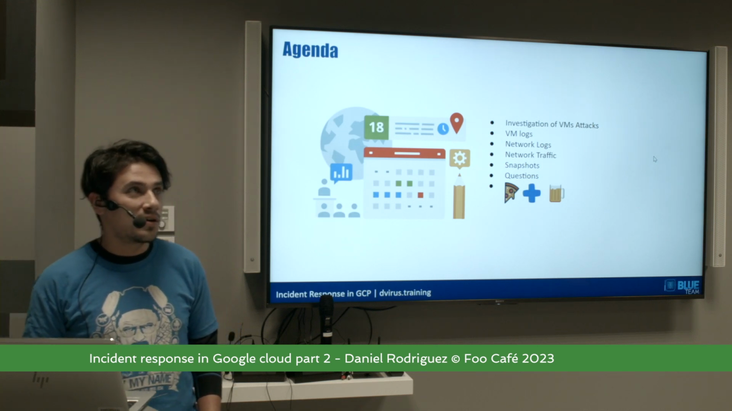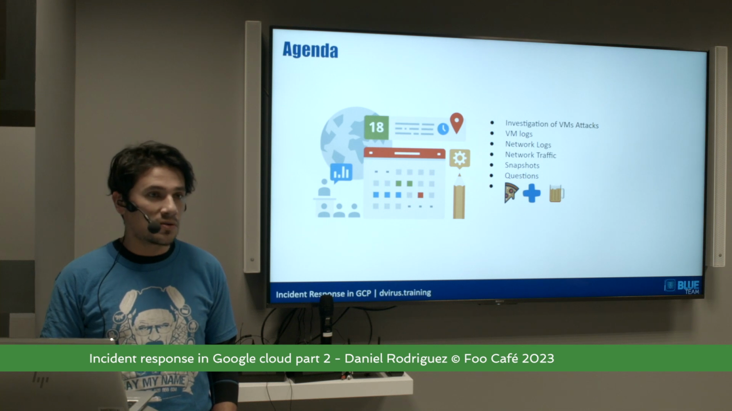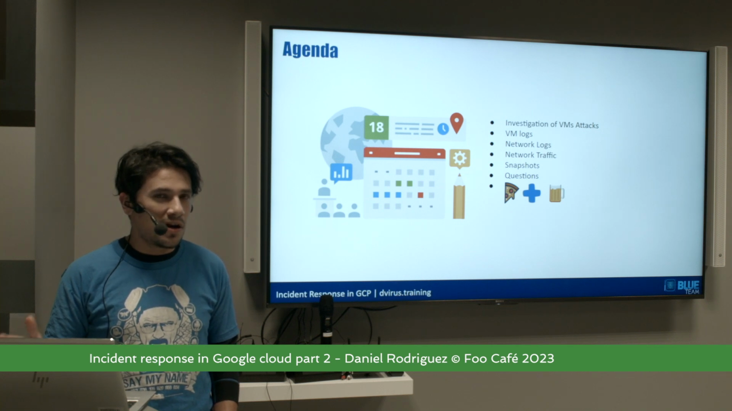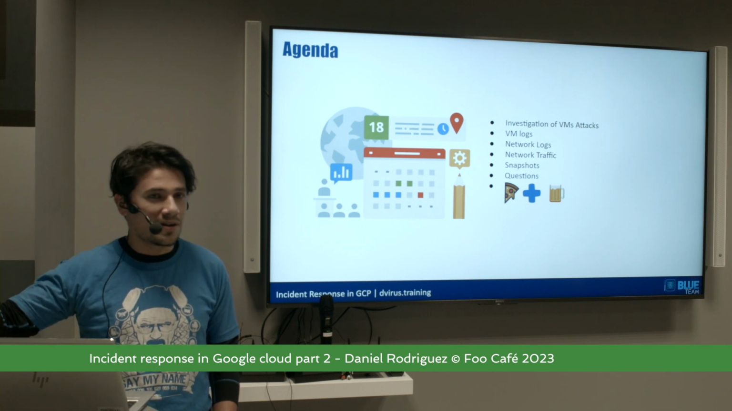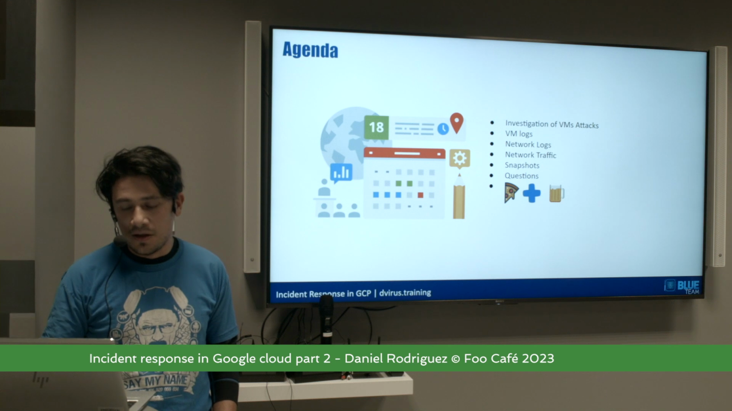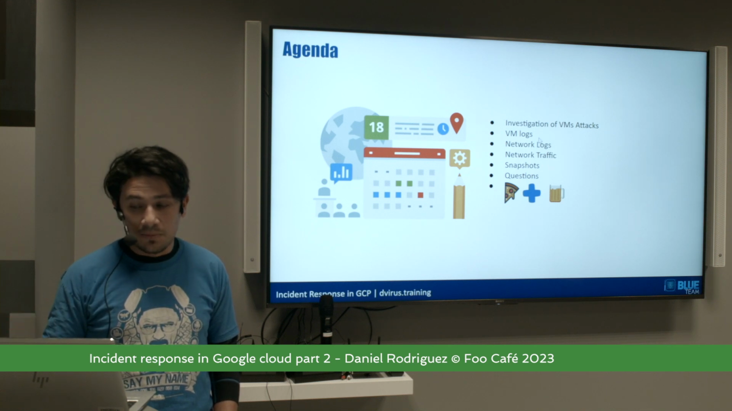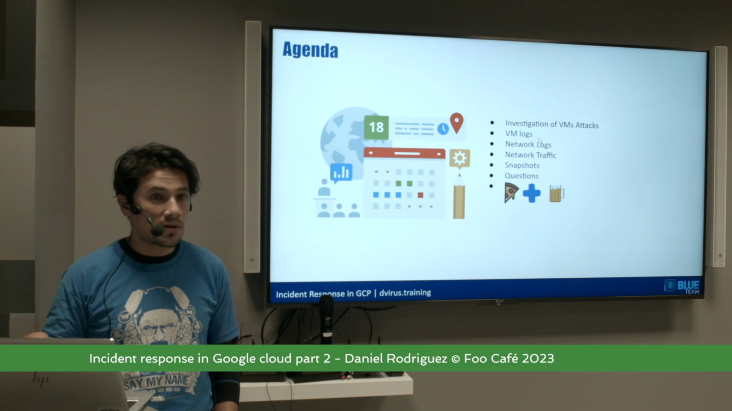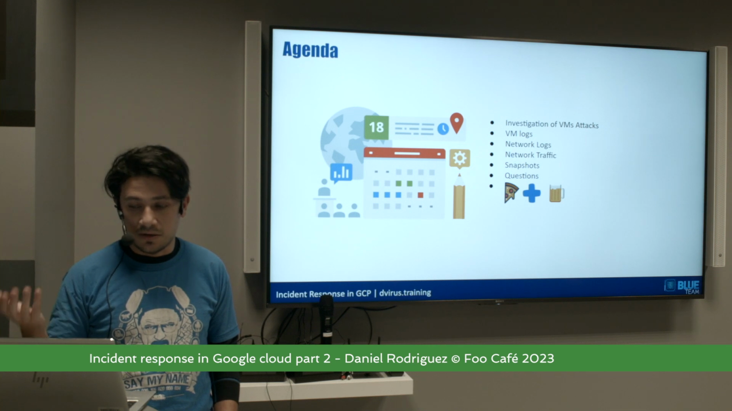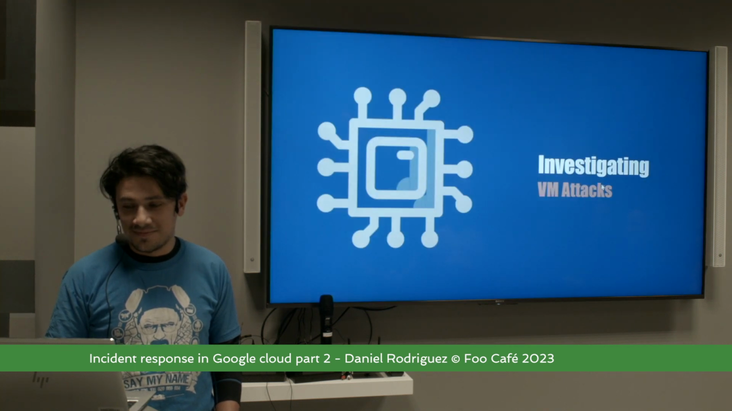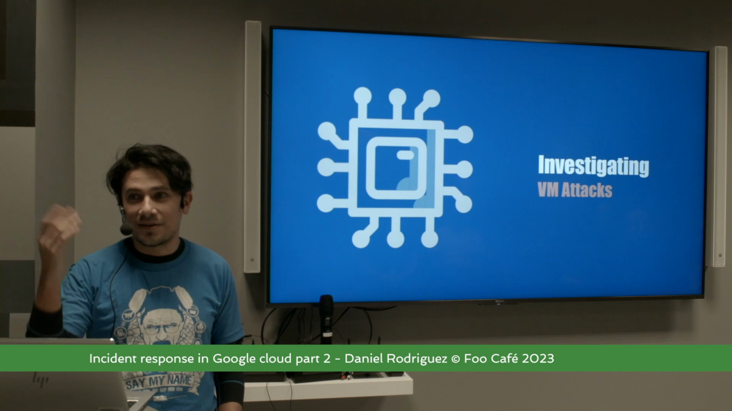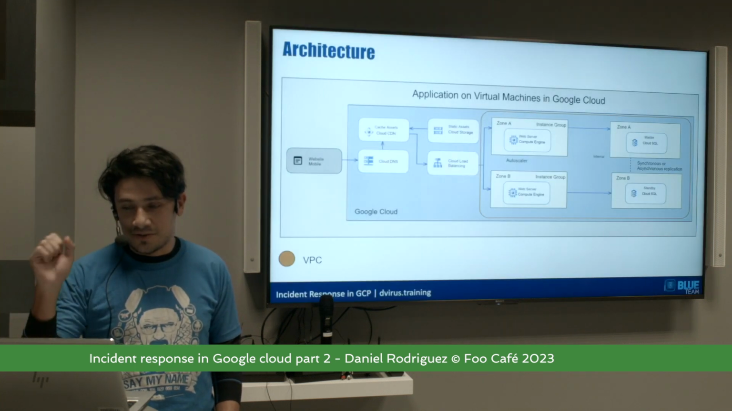So let's start today. We will investigate virtual machine attacks in Google Cloud. It's one of the easier scenarios. Next week we will talk about crypto mining, Kubernetes, and like every season we will check more advanced topics. Today we will talk about VM logs or virtual machine logs, network traffic, snapshots for forensic purposes, questions, and at the end, pizza and beer. If you have questions, just raise your hand and we can answer.